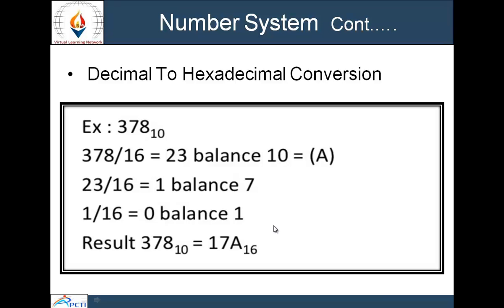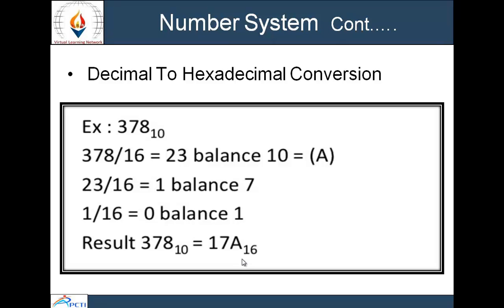As we already discussed, the hexadecimal number system includes digits from 0 to 9 and A to F. That is, to represent 10 we will use A, to represent 11 we will use B, to represent 12 we will use C, to represent 13 we will use D, to represent 14 we will use E, and to represent 15 we will use F. So in this case, we want to represent 10, so we will use A instead of 10 in hexadecimal numbers.